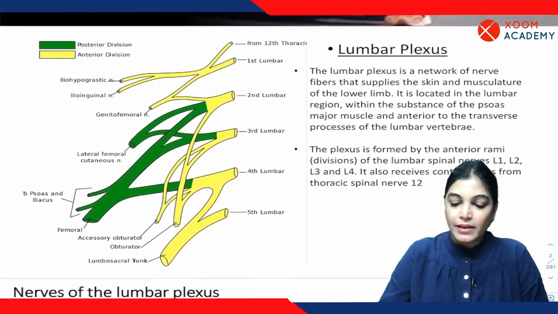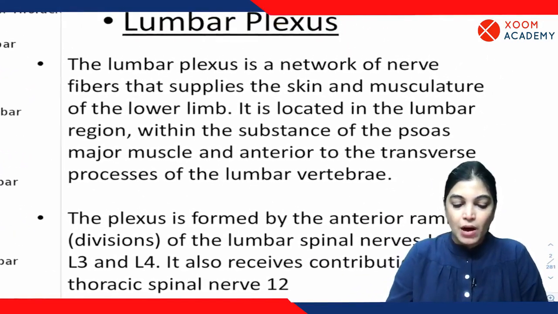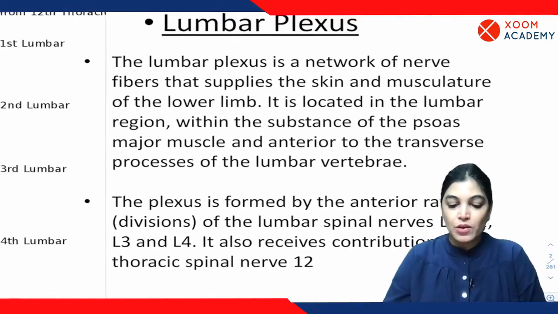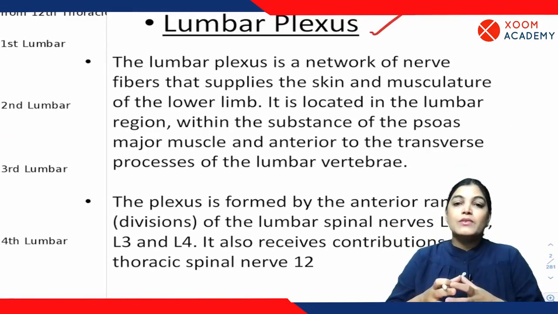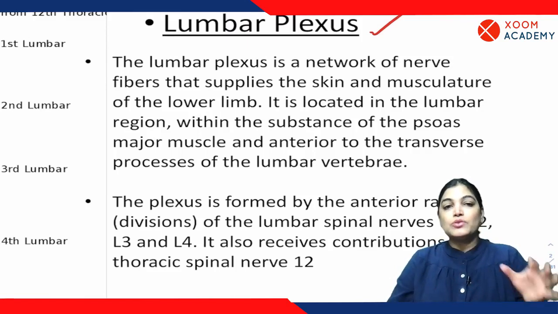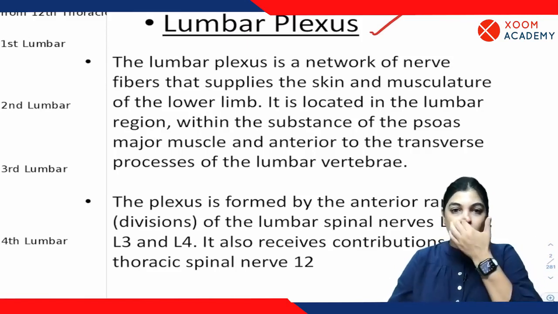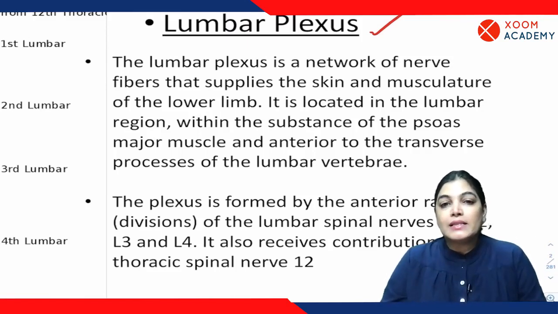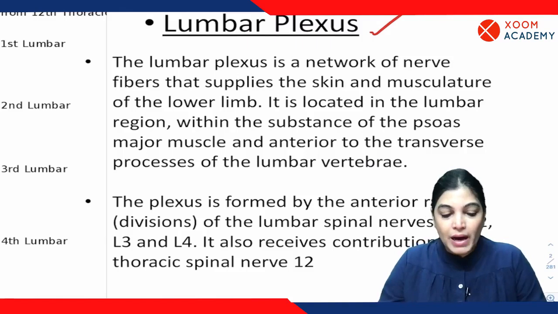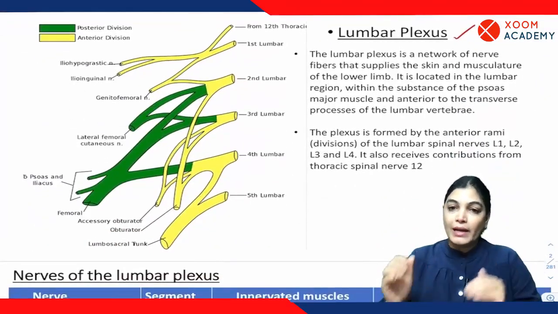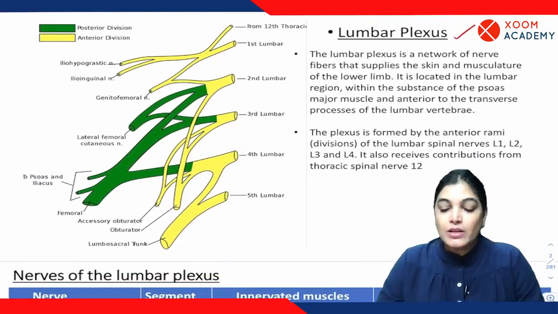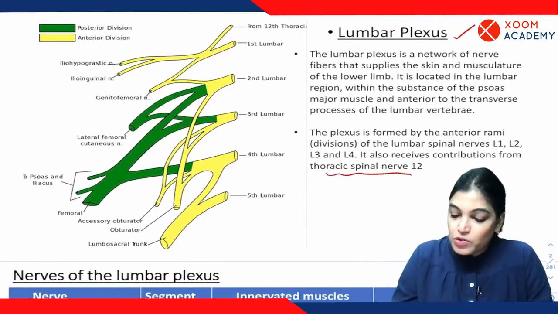Actually, in the same way which we have studied about the brachial plexus, in the same way we have the lumbar plexus, and it is formed by a network of nerves which is giving innervation to the skin and the musculature of the lower limb. It is important to know it is formed by the ventral rami of the lumbar nerves. To be more specific, it is formed by the ventral rami of L1, L2, L3 and L4. It also receives contribution from T12.